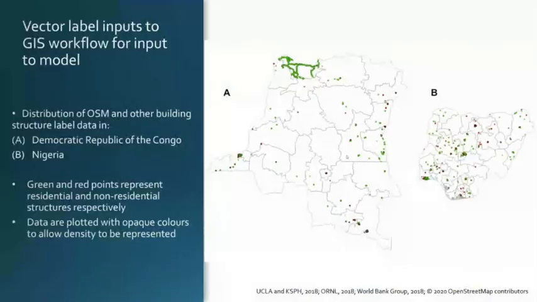Vector label inputs. This shows the distribution of OSM and other structure label data for the two countries. Green dots represent residential, red dots represent the non-residential structures. The data labels are available throughout both countries. The distribution is good in the urban centres, as you can see.